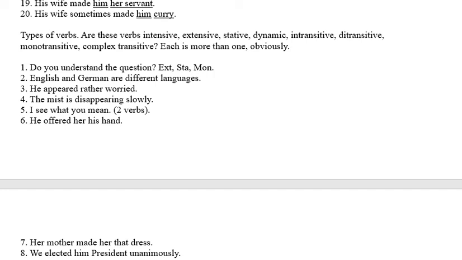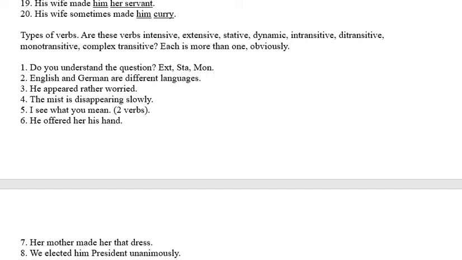Number 4, the mist is disappearing slowly. What you need to be careful with examples like this is to remember that the verb here is not "is", the verb is "disappearing". Okay. So the verb disappear does not take a subject complement, right? So we've got the mist is the subject, is disappearing is the verb, slowly is an adverb, obviously, so an adverbial. So what we've got here, is disappearing, is an extensive verb because there's no subject complement.